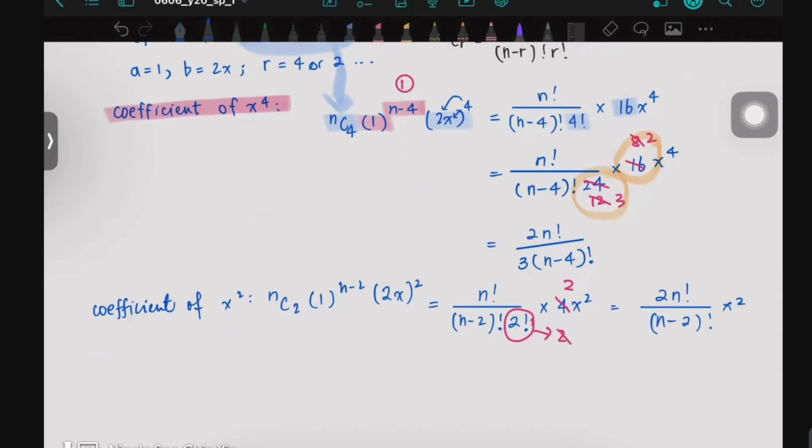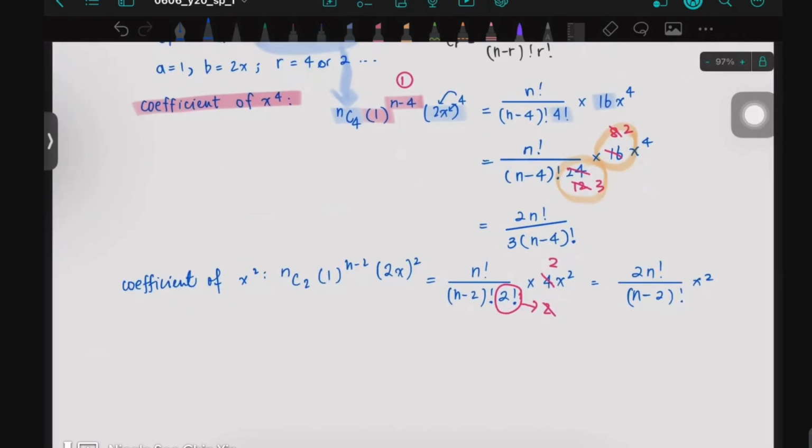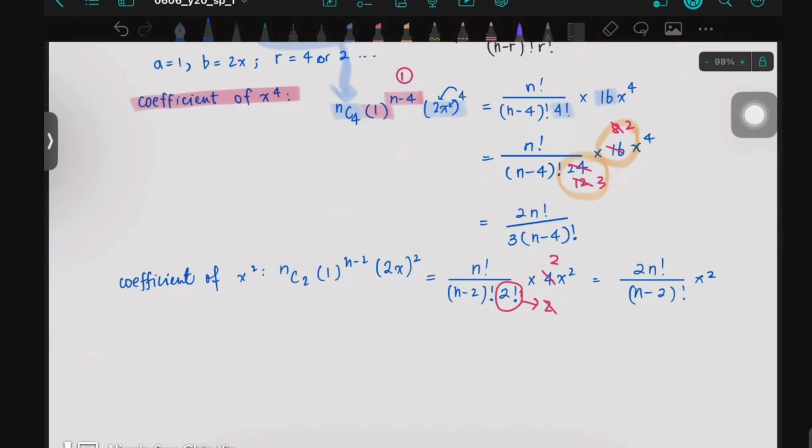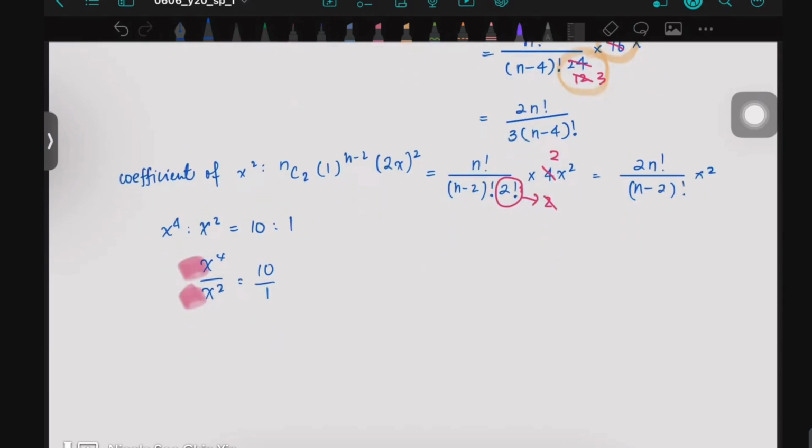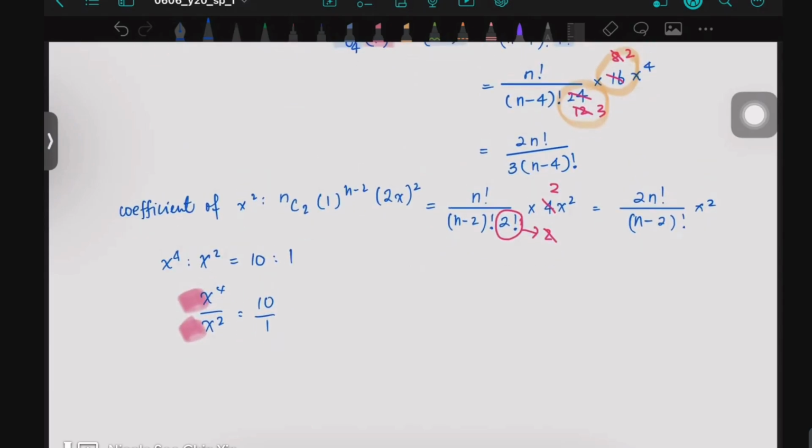Now I'm going to put the parts into one. In the question, they say that their ratio of x^4 to x^2 is 10 to 1. So I make them as a fraction: x^4 over x^2 equals 10 over 1. In other words, I'm going to put in the coefficients here, but the x^4 and x^2 are not needed because we are working out the coefficients.